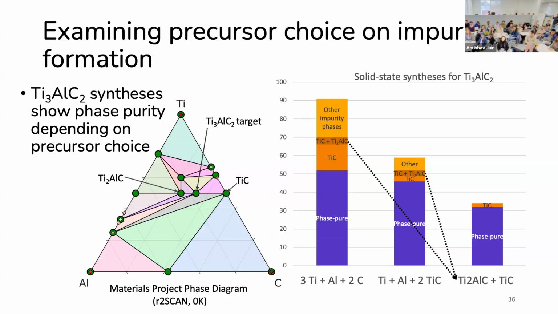What we find is that the fraction of phase pure outcomes is very different depending on the precursors that we use. If we start with the elements, only about 50% of the recipes report phase pure outcomes. Whereas if we start with this almost fully reacted material, we see that almost all the recipes that start there end up with the phase pure material.